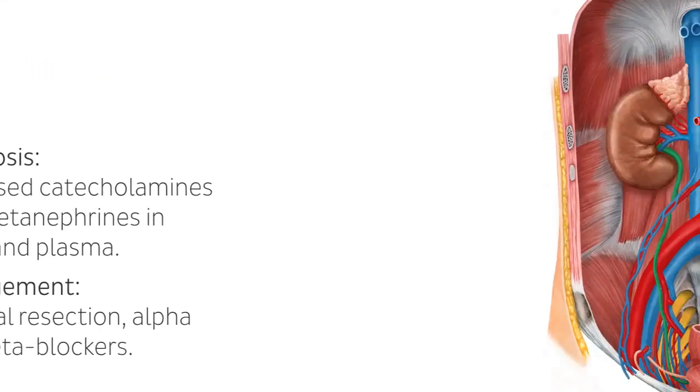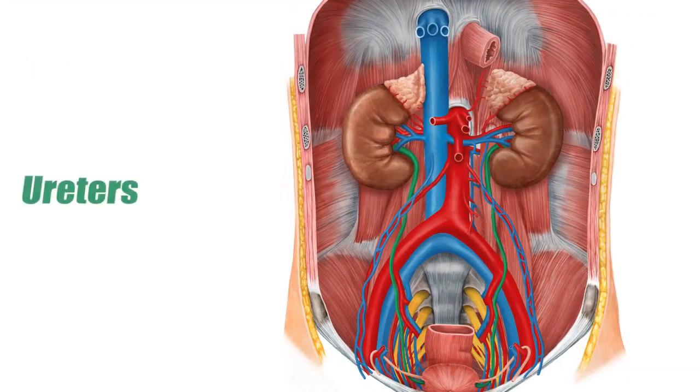The next structures we'll look at are the ureters. The ureters are an essential part of the urinary system and are involved in the transport of urine from the kidneys to the bladder. As we can see in this image, the ureters originate at the hilum of the kidney. They then pass downwards and along the sides of the pelvic wall until they curve forwards and enter the bladder inferiorly on the left and right sides.